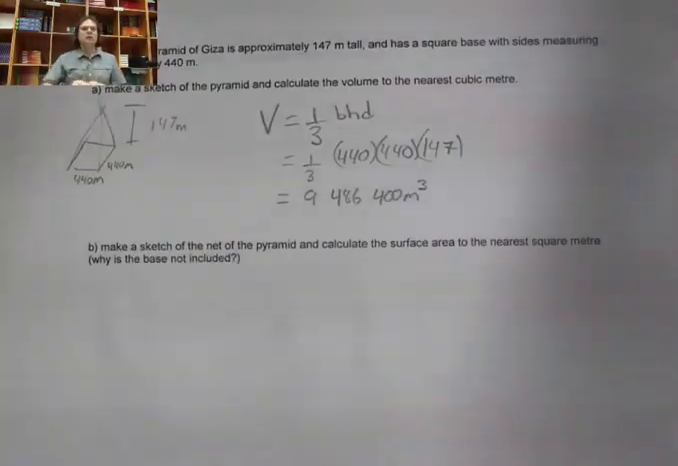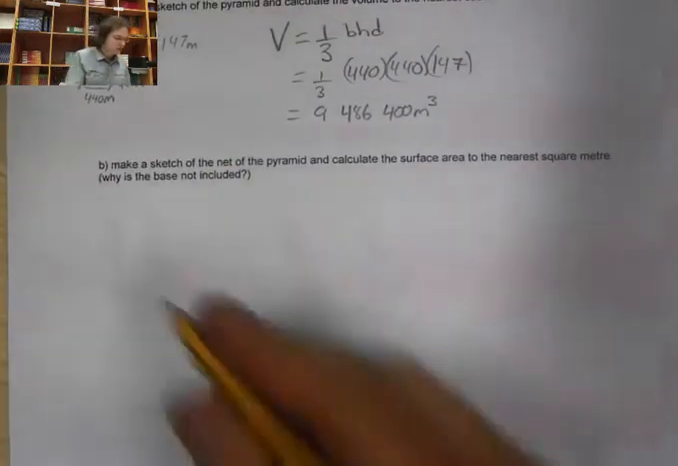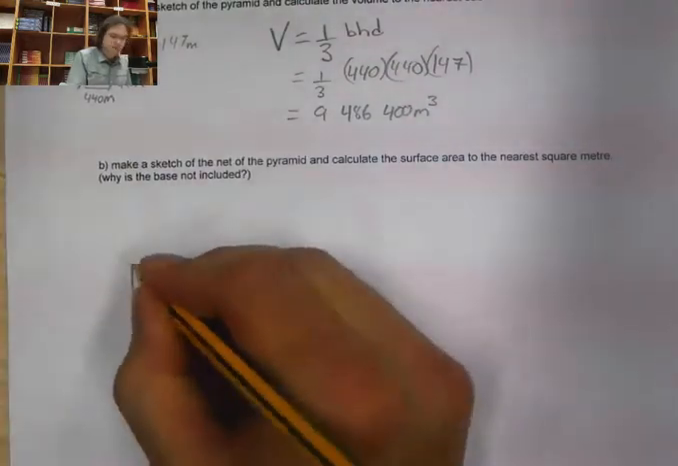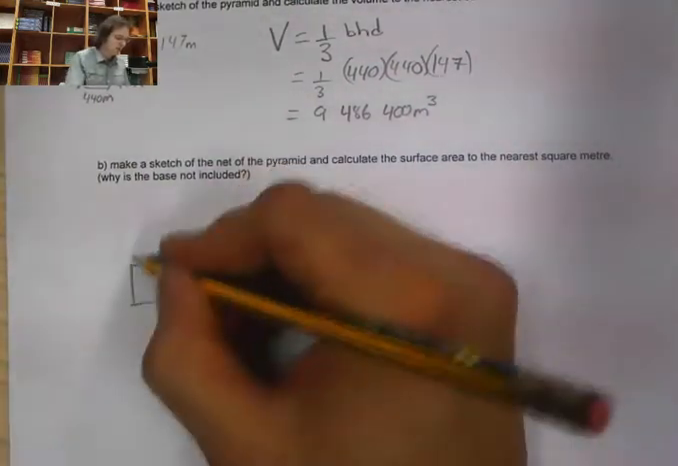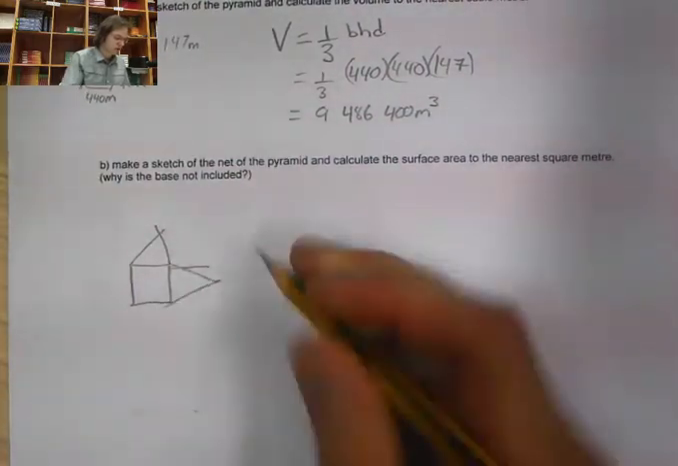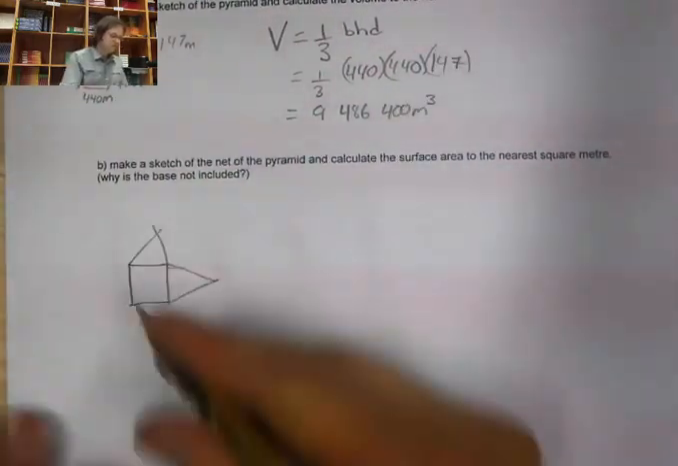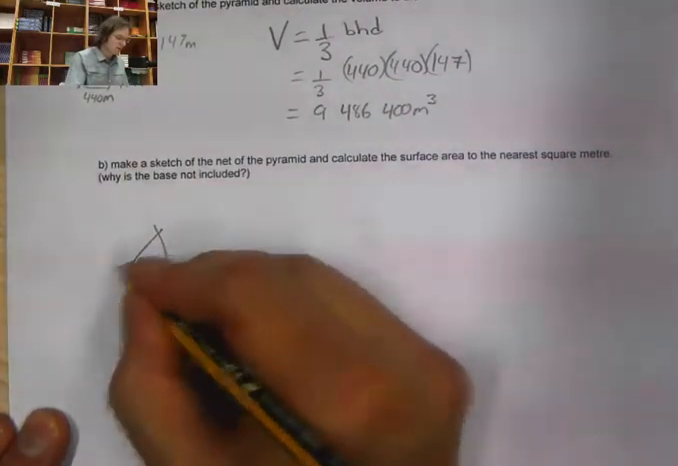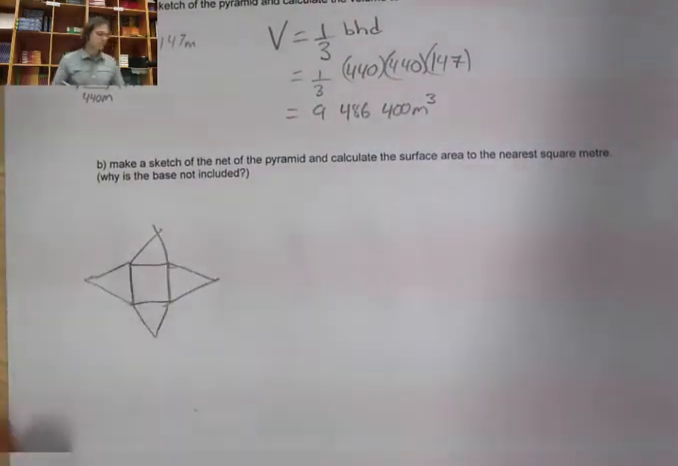Okay? So my next question wants me to find the total surface area of the pyramid. Now, to start this off, we must first draw a net to see what we're looking at. So here's my net. We have a square base, and it goes up with triangles. And we have another triangle here and another triangle there.